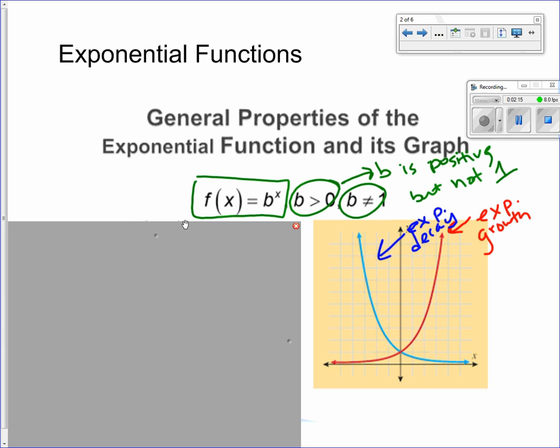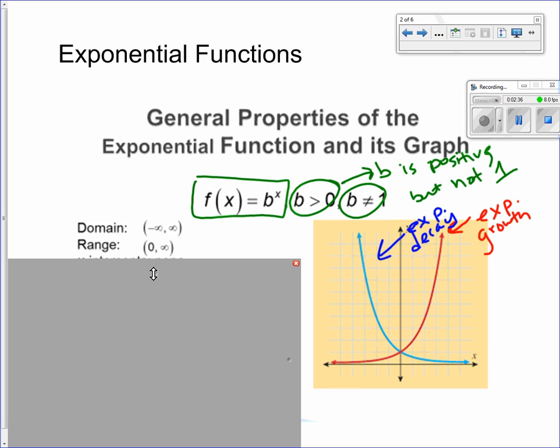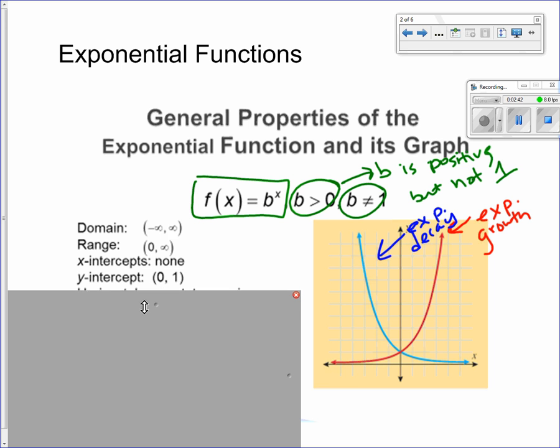All right, so looking at these two graphs, what is their domain? We should be able to see that because they go left forever and right forever, their domain is all real numbers. In their range, notice that they're above the x-axis. They never touch the x-axis. So it's from 0 going up to infinity, but it does not include 0, which is why there's a parenthesis there. There is a y-intercept. Notice that they both have the same y-intercept of (0, 1). But they have no x-intercepts, and that's because there's a horizontal asymptote at the x-axis.